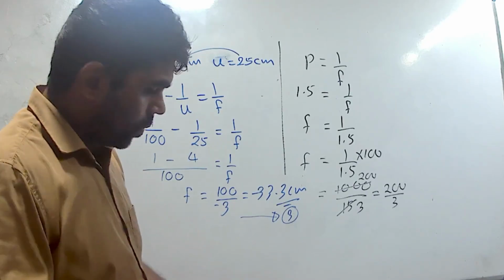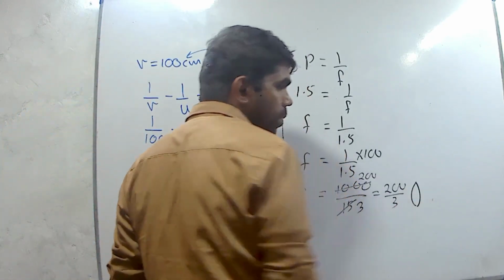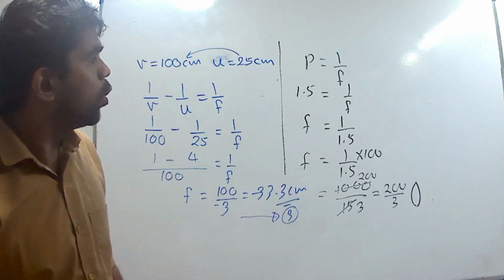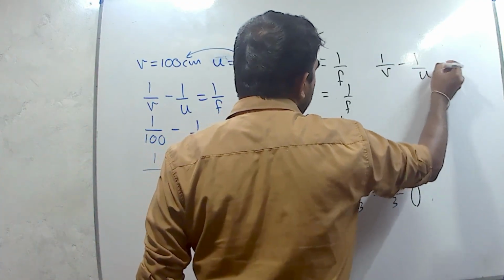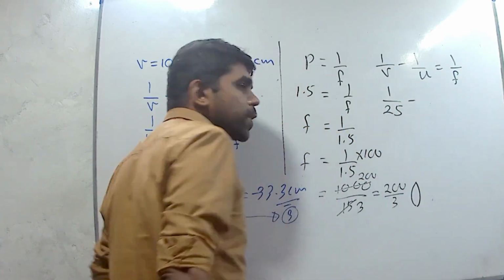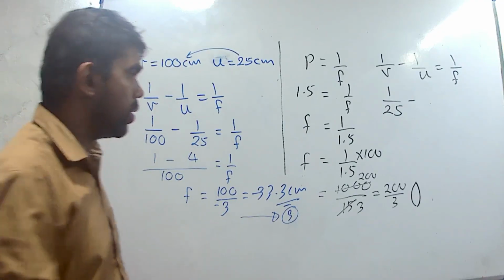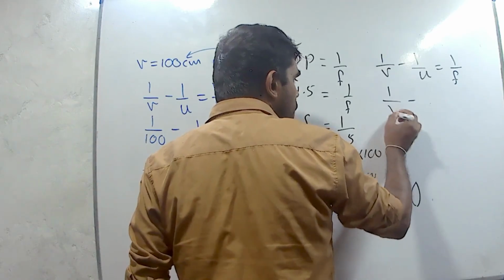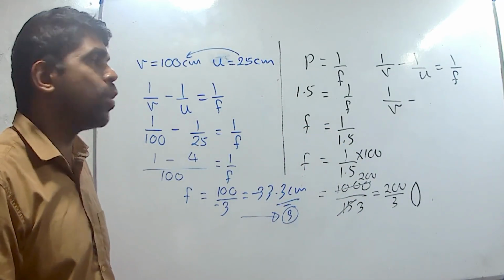Then I will, this one is convex. Then I will use the lens formula: 1 over V minus 1 over U equals 1 over F. The image should be formed at 25 centimeters, at the nearest point we can see without using spectacles.